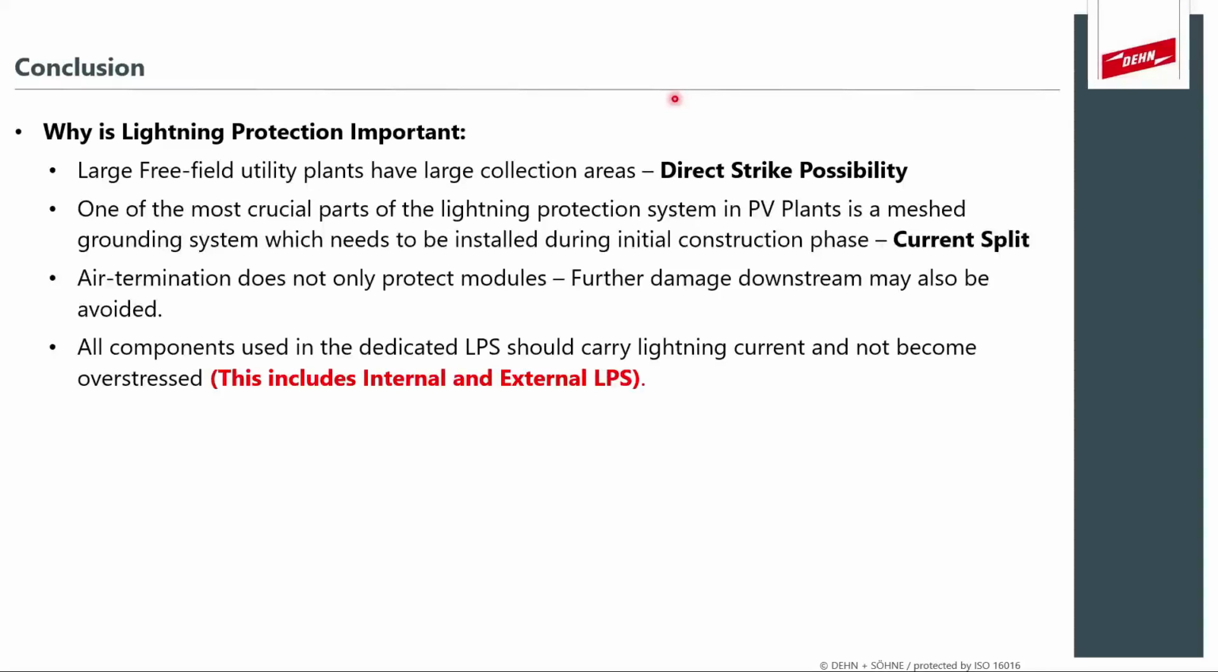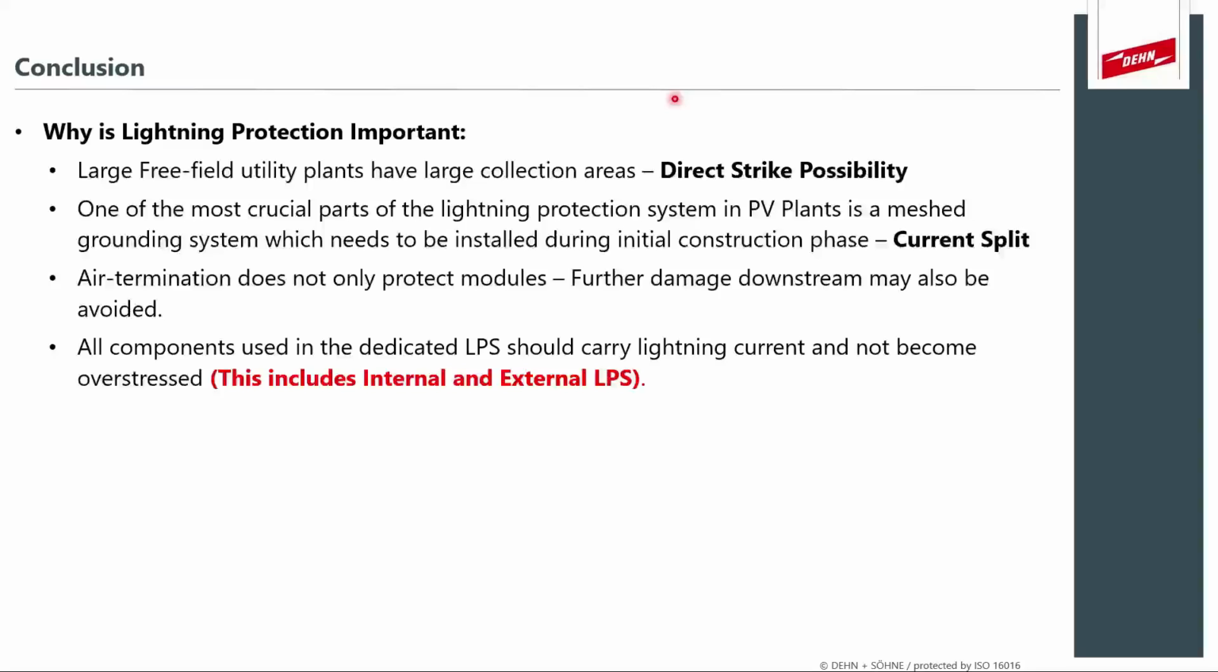Secondly, one of the most crucial and most important parts of a lightning protection system in a PV plant is a meshed grounding system or some form of achieving current split. If we don't achieve current split, surge arresters and other equipment may be damaged, and you would have subsequent damage further downstream. It's not isolated to just replacing a module or single combiner box. A lot of damage can occur on the DC system further downstream.